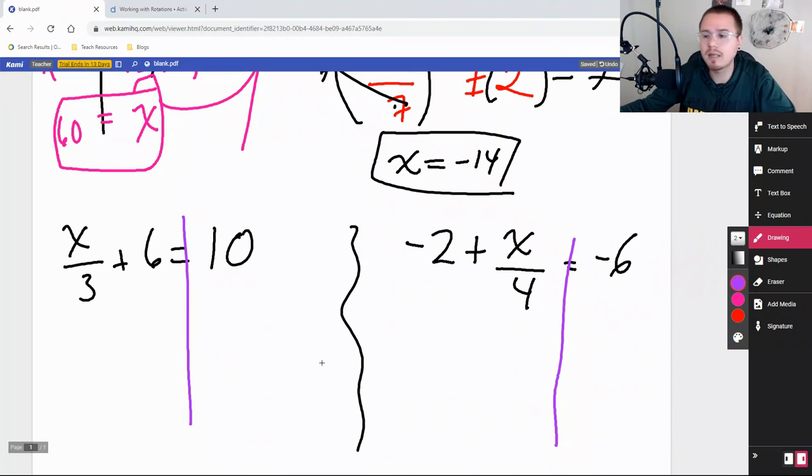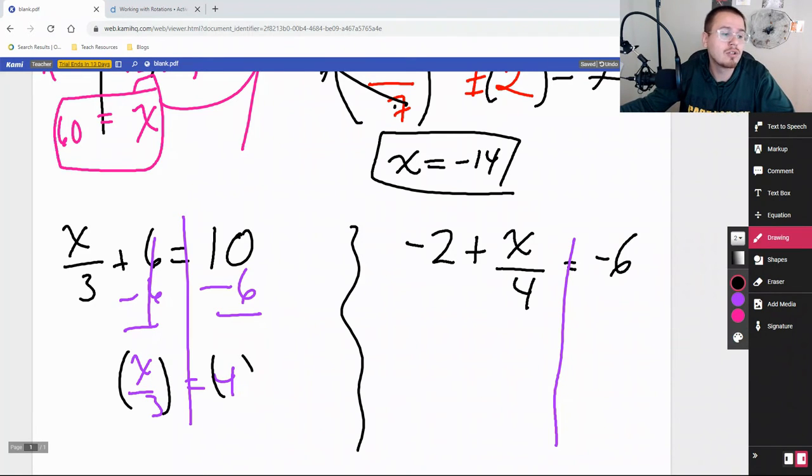Anyways, two steps. Let's get rid of this division. Let's get rid of this addition. We should get rid of the addition first by subtracting 6 on both sides. You got to keep it balanced. X divided by 3 equals 10 minus 6, which is 4. And then what we got to do is take that and multiply that by three. All three of y'all. X equals 12.